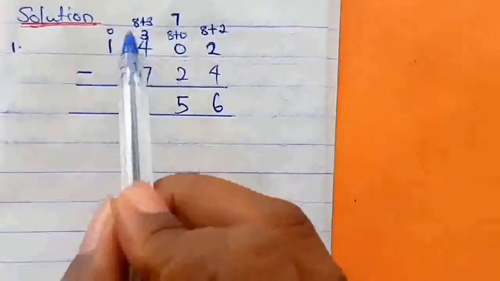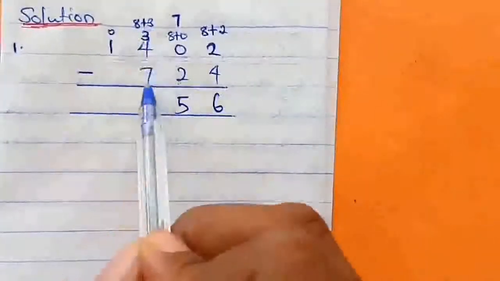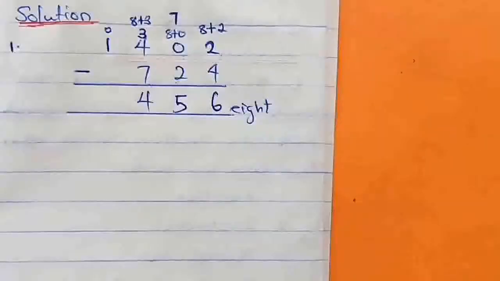And this 8 is from the 1 that moved here. 8 plus this number 3 will give us 11. 11 minus 7 will give us 4. That is the answer. Let's try the other questions.